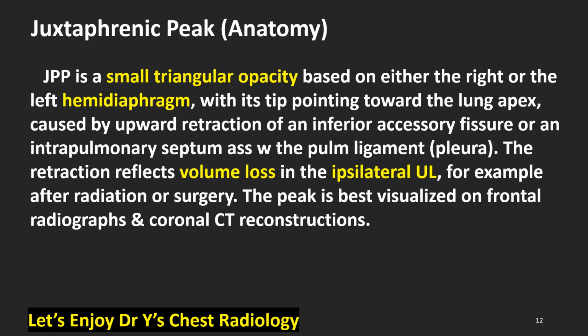Juxtaphrenic peak, anatomy. Juxtaphrenic peak is a small triangular opacity based on either the right or the left hemidiaphragm, with its tip pointing toward the lung apex, caused by upward retraction of an inferior accessory fissure or an intrapulmonary septum associated with the pulmonary ligament pleura. The retraction reflects volume loss in the ipsilateral upper lobe, for example, after radiation or surgery. The peak is best visualized on frontal radiographs and coronal CT reconstructions.